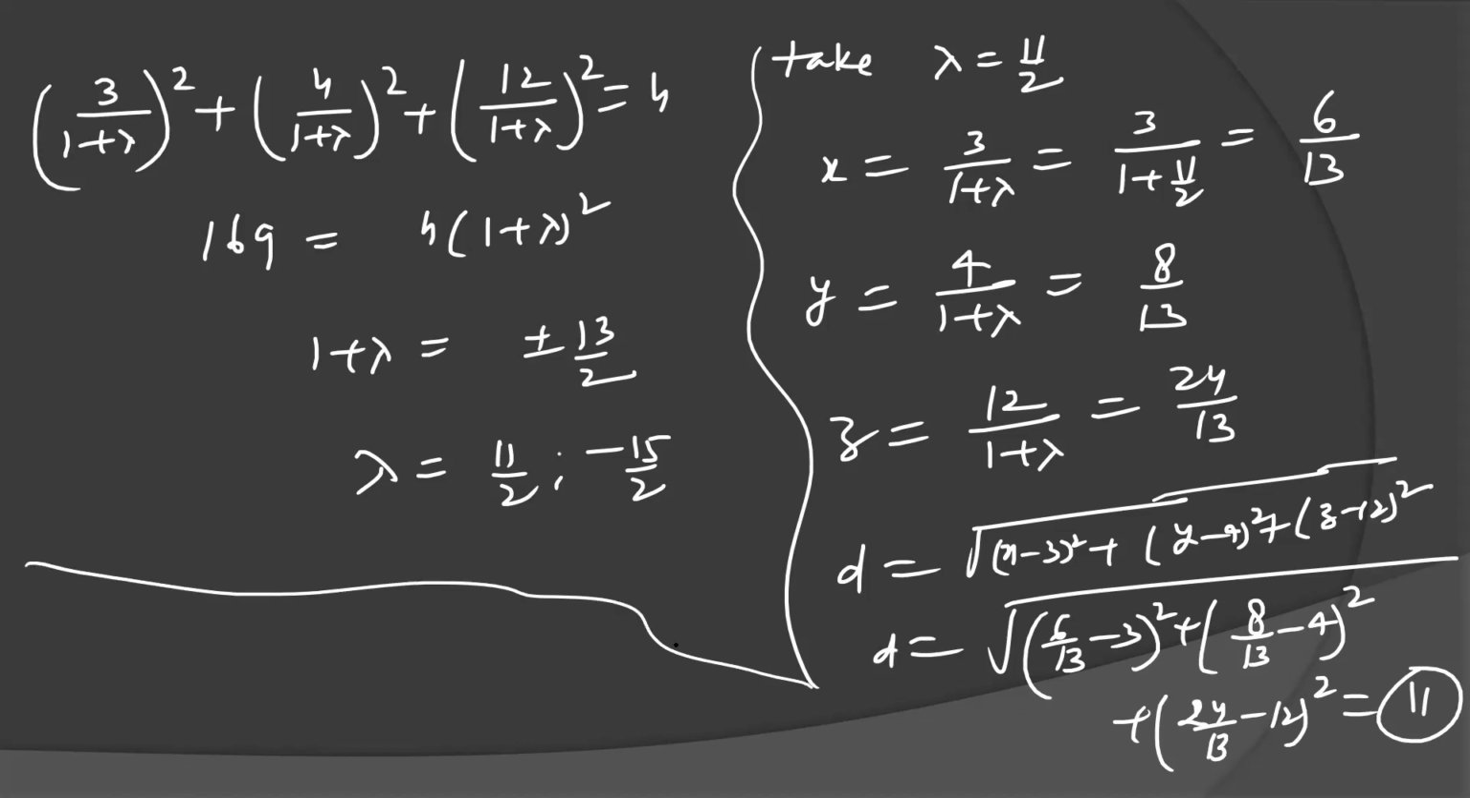Similarly, you can find for another value. Take lambda equal to minus 15 by 2, and you can find x, y, z and you can find the distance similarly. There is one more method given in some books. I'm going to discuss that also.